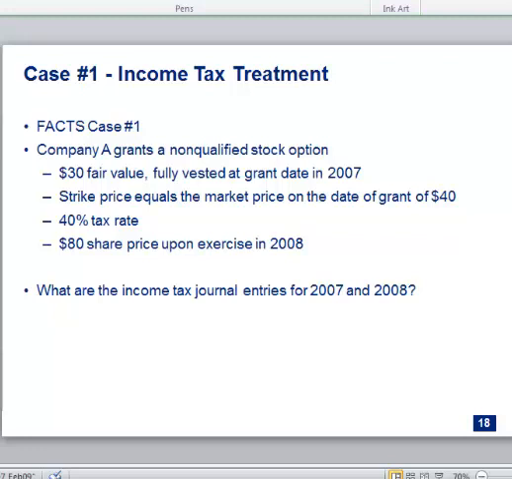Okay, you can see how old these slides are.